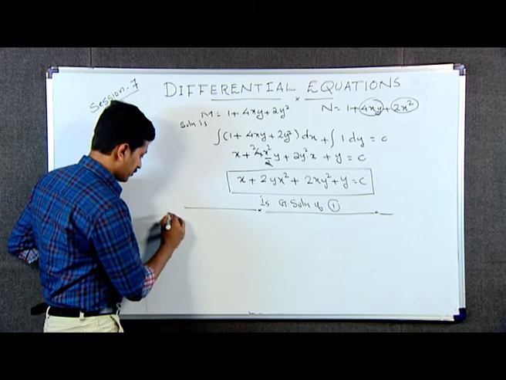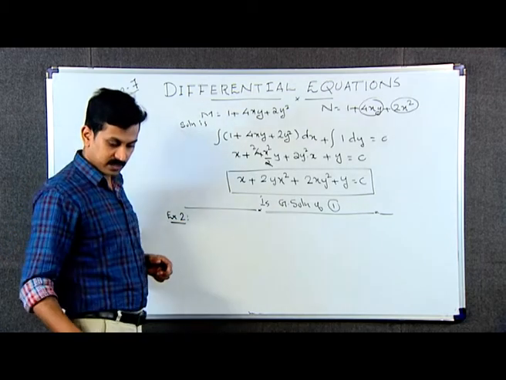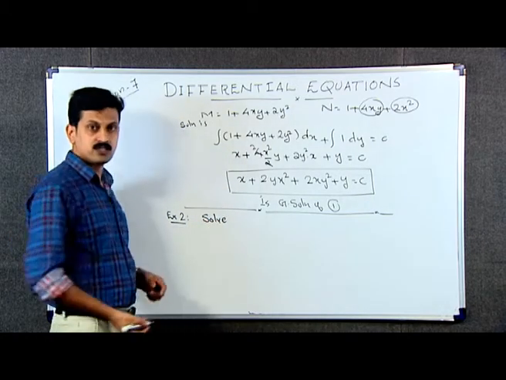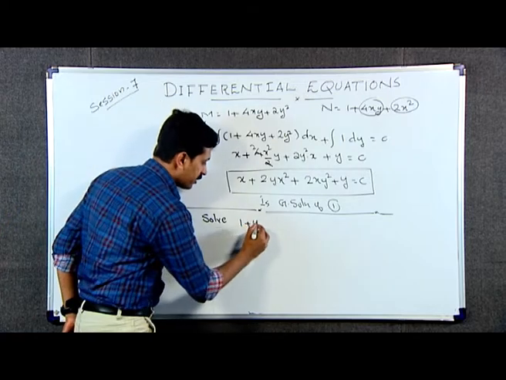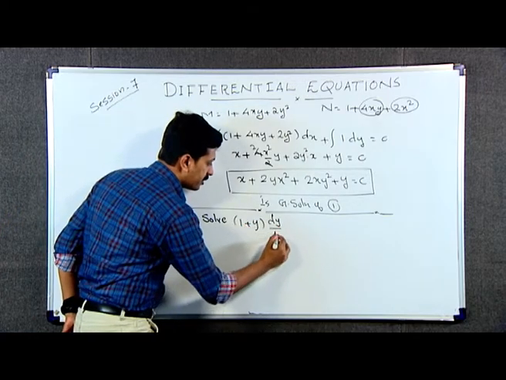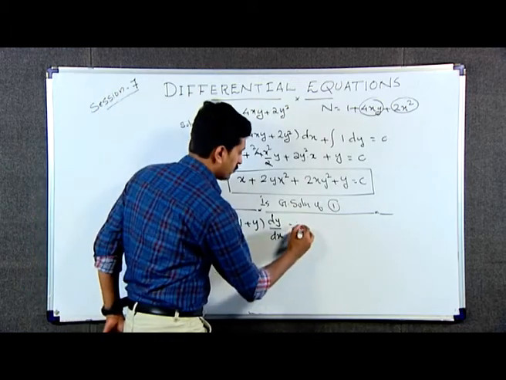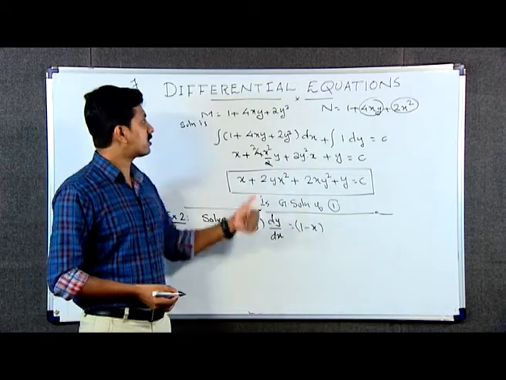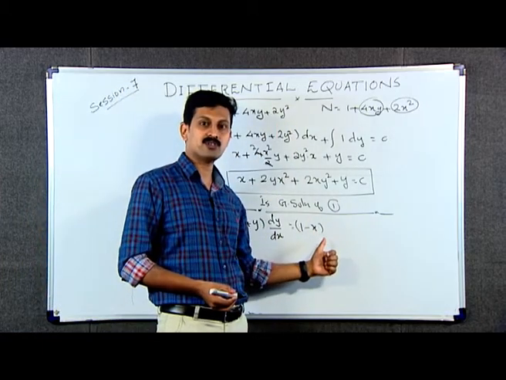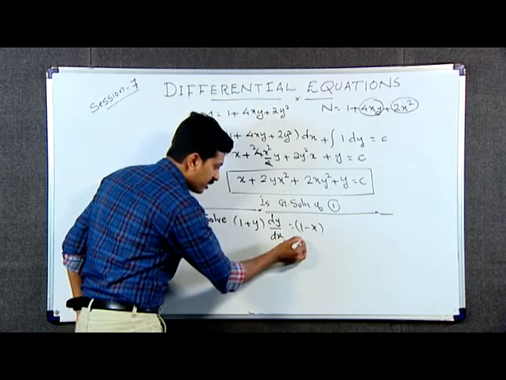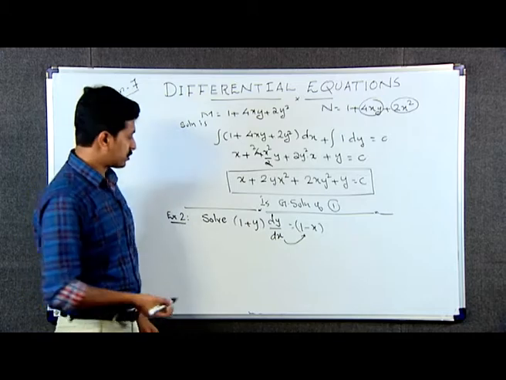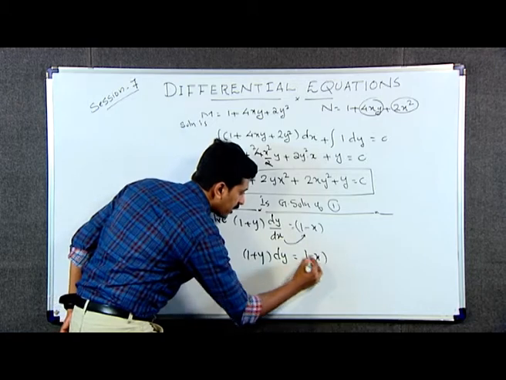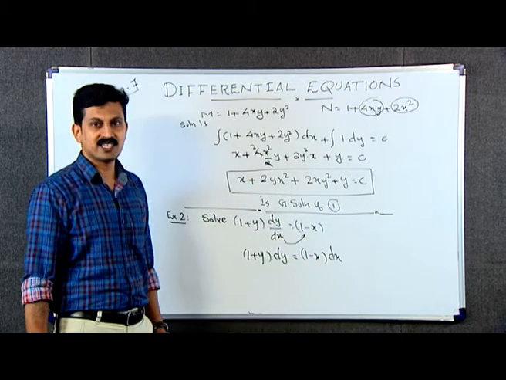Example 2 on exact equations. Solve 1 plus y dy by dx is equal to 1 minus x. Now, this is a differential equation, this is not in the form of M dx plus N dy equal to 0. Firstly, we will make this into standard form. I am taking this dx to be here. So, 1 plus y dy is equal to 1 minus x dx.